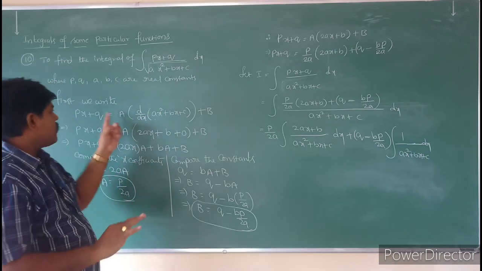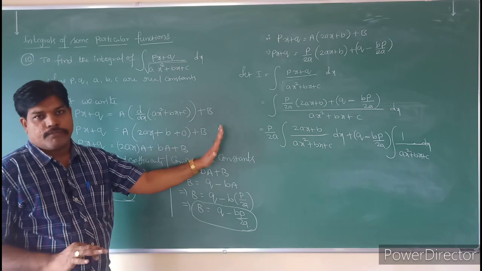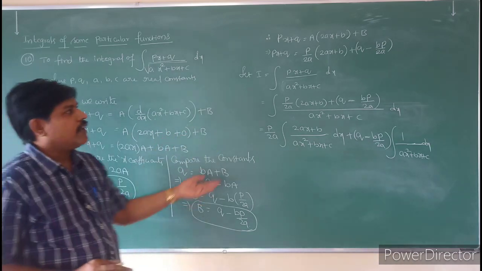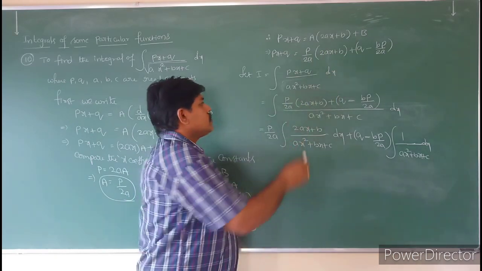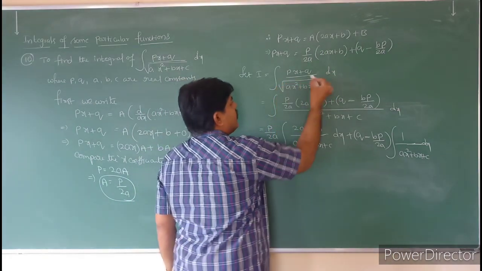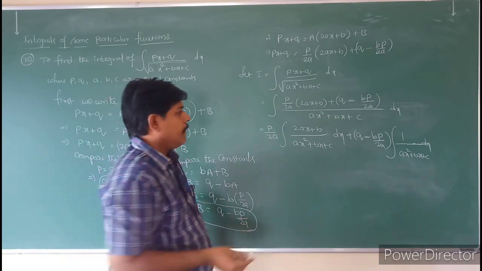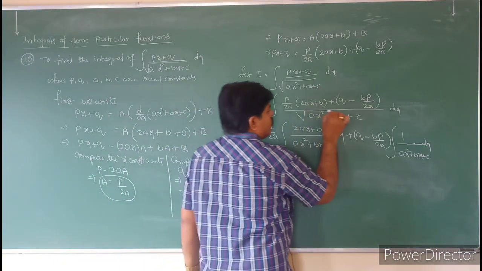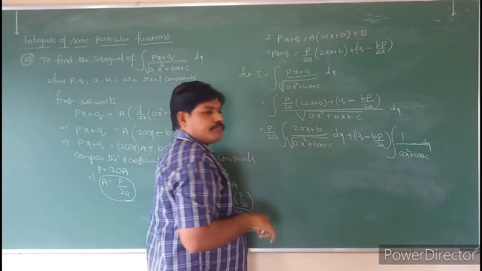The same. First what we will take, that px plus q is equal to a into derivative of the denominator plus b. First we will compare the terms. We will calculate a value and b value and then substitute here. So let I is equal to px plus q by root of ax square plus bx plus c. Next, here also you will get the under root value.